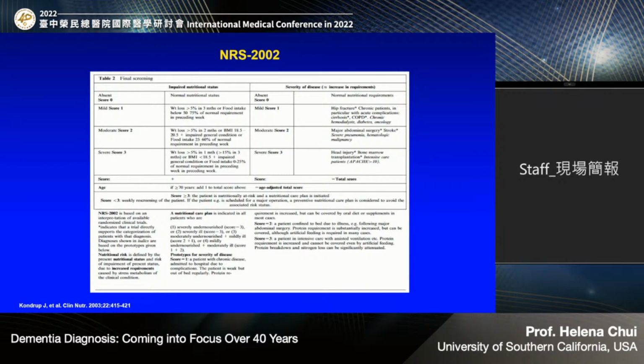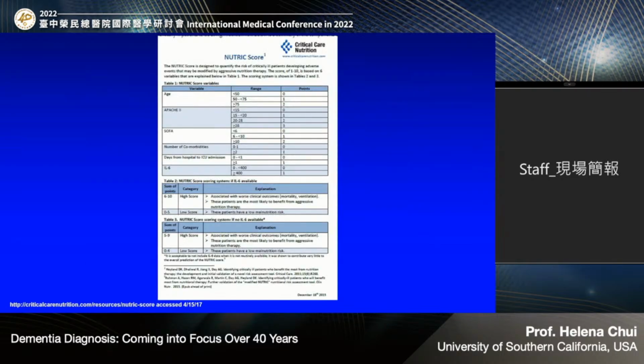These scores are tallied up, and then if the patient is age 70 or greater, they get an extra point because of the known risk that we see in older adults. And then if the score is a 3 or greater, the patient is deemed to be nutritionally at risk and a nutrition care plan is initiated. If the score is less than 3, the patient requires weekly re-screening to determine if they do need that nutrition assessment and care plan.